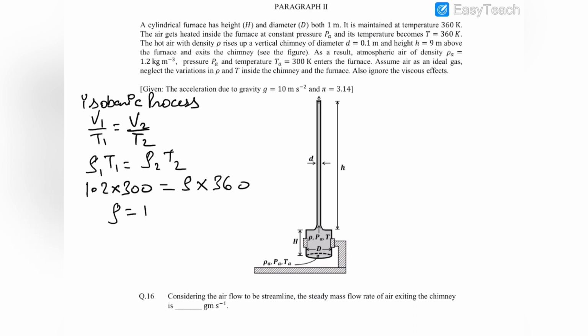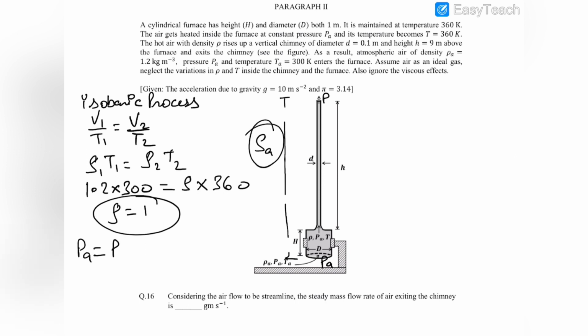So rho, you can see that it would be 1. So the heated air has a density of 1 kilogram per meter cube. Now first of all, let us see that pressure at this top surface is P, let us assume, and pressure at here would be Pa, we know. So you can see that outside the chimney the air is at a density of rho A. So we can write down that PA would be equal to P plus rho A into G into H plus H, which is 10. H plus H is 10 because this H is 9 and this H is 1.